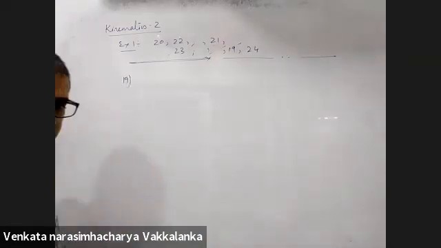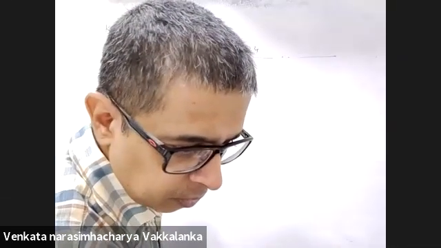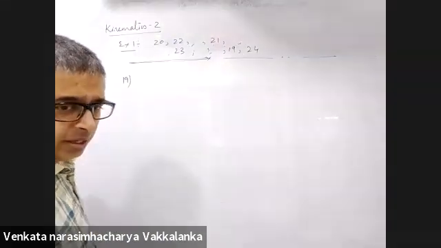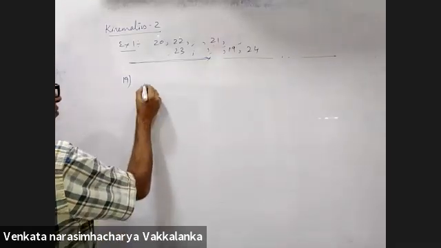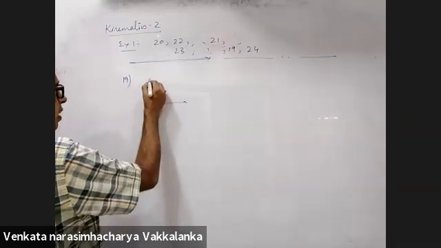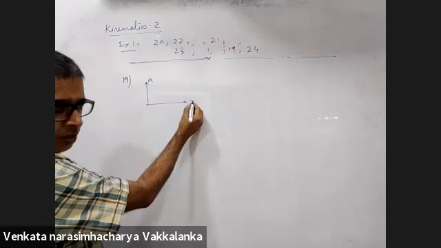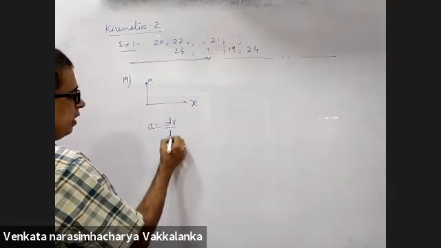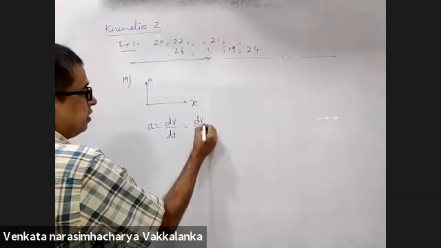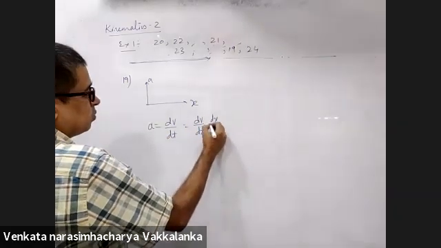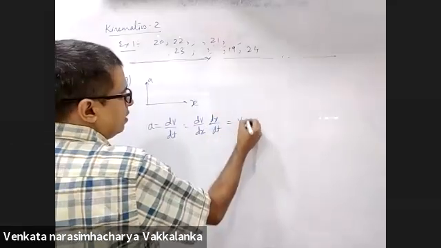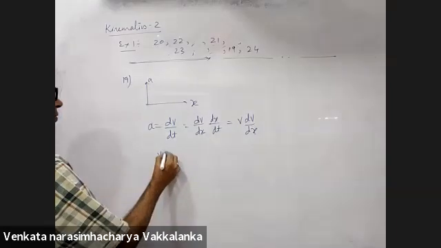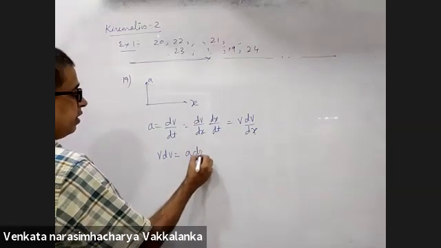Nineteen. Velocity of the particle at... This is quite easier. In an acceleration-time graph... if you have given me an acceleration and displacement graph, acceleration is dv by dt. This is dv by dx into dx by dt. dx by dt is v, so v dv by dx. v dv is a dx.